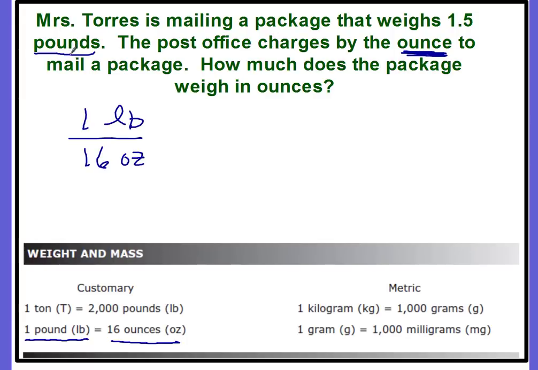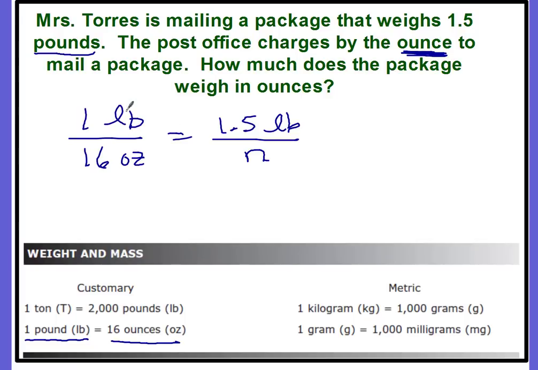We're given that we have 1.5 pounds. So the pounds are going to be in the numerator. So I'm going to put my 1.5 pounds. And we're trying to find how many ounces. So this is our unknown. So I'm going to use the variable n. So all you have to do is solve it.